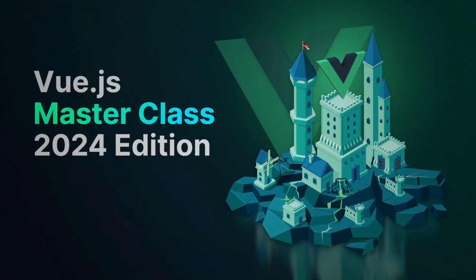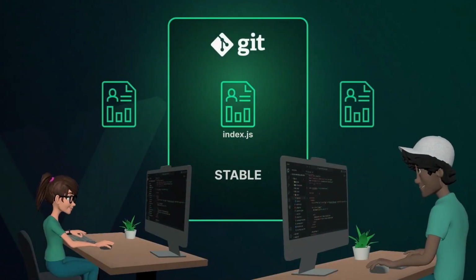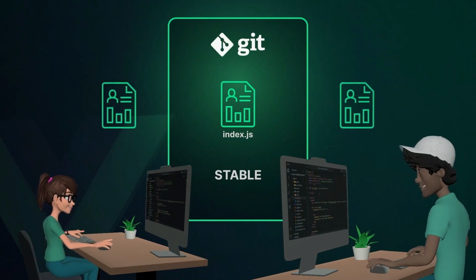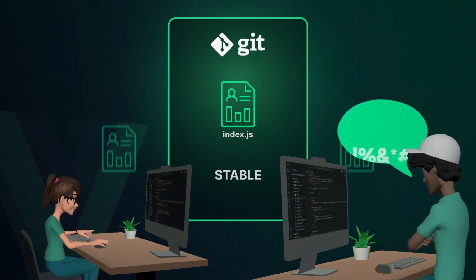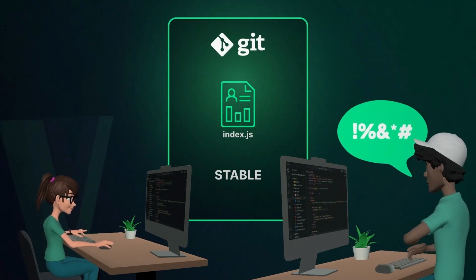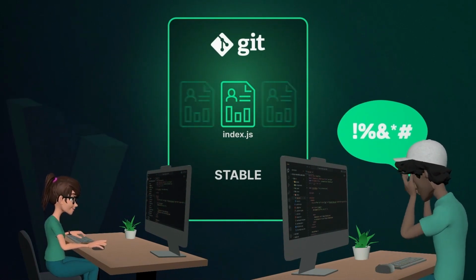Alright, let's talk Git. Git is a version control system. It keeps track of the changes made to your files, which makes collaboration a breeze. Two devs can work on the same project without stepping on each other's toes. And if one of them had that "I think I messed up" moment, Git makes it super easy to fix.